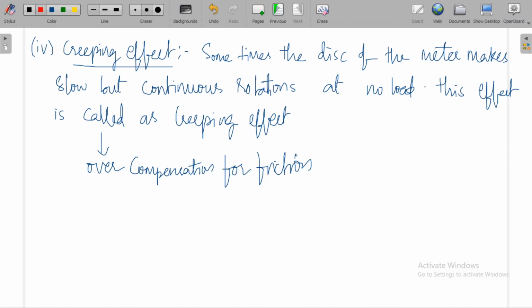Coming to the adjustment. In order to compensate this error, two diametrically opposite holes are drilled in the disc. We make two diametrically opposite holes in the disc to overcome this effect.